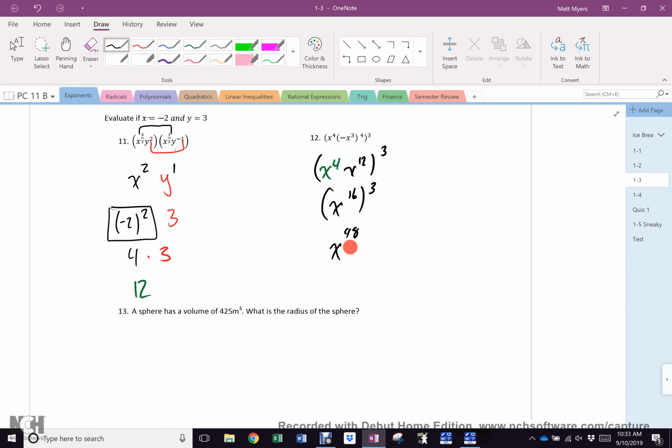Is everybody cool? But will that gigantic, huge number be positive or negative? Positive. Why? Because the exponent is even and the base has a negative. Everybody cool? So that would be negative 2 to the 48th.